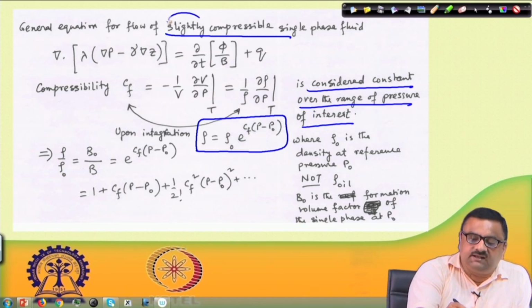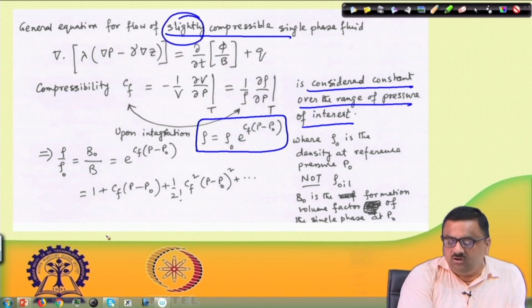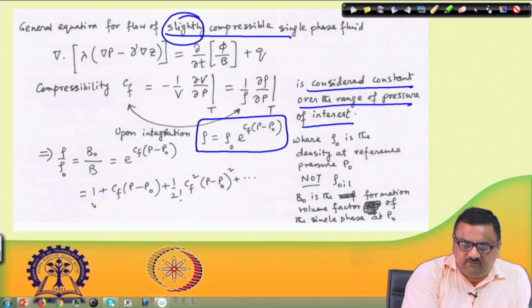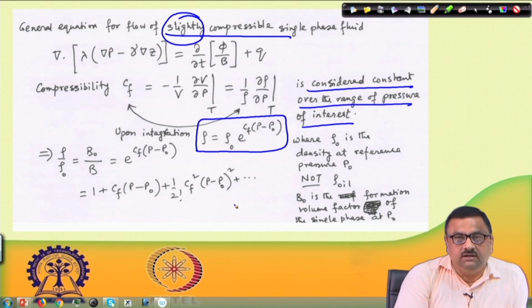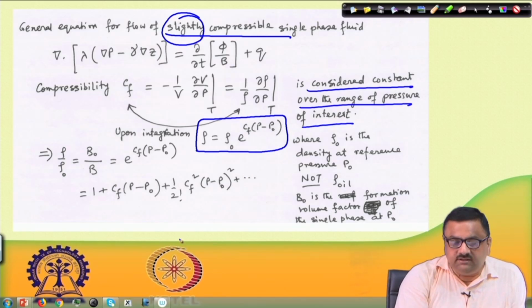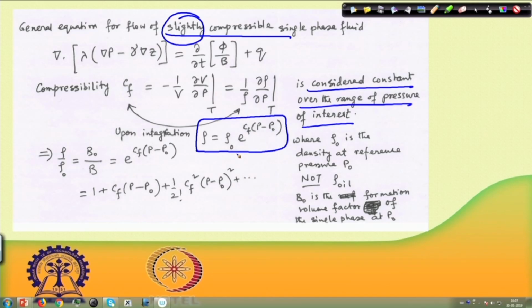Now, the term slightly means Cf is small. If Cf is truly small, then e to the power Cf (p minus p 0) can be expanded in a series form, and we can ignore higher order terms with the assumption that Cf is small and Cf square and so on can be neglected.